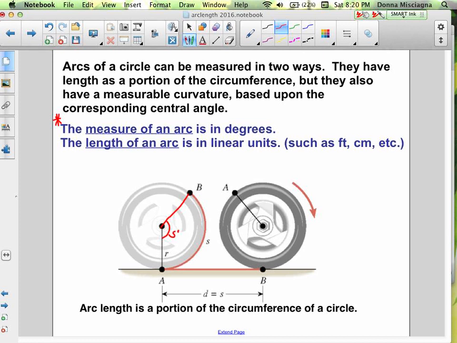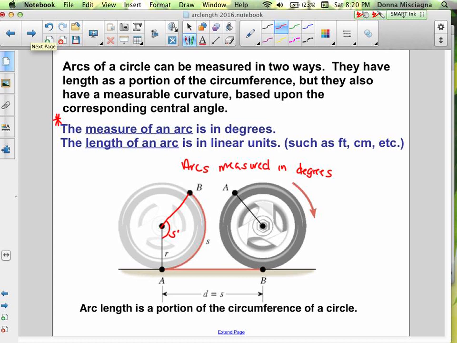Arcs measured in degrees are not dependent on size. They're dependent on curvature. A small circle or a large circle with the same curvature, that arc will have the exact same measure. So this is arcs measured in degrees, and I think this is already in your notes.